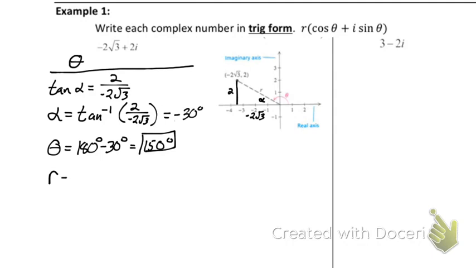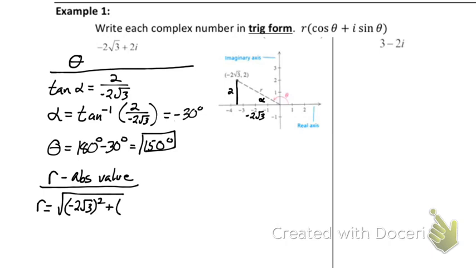My r value, or my absolute value, or my magnitude, however you want to think about it. Well, that's just going to be r equals the square root of our a value, which is negative 2 square root of 3, squared, plus our b, which is 2, and that's getting squared. Which is going to give us the square root of, so negative 2 squared is 4, square root of 3 squared is 3, so it's 4 times 3, which is going to give me 12, plus 4, which equals the square root of 16, which equals 4. My r value is 4.